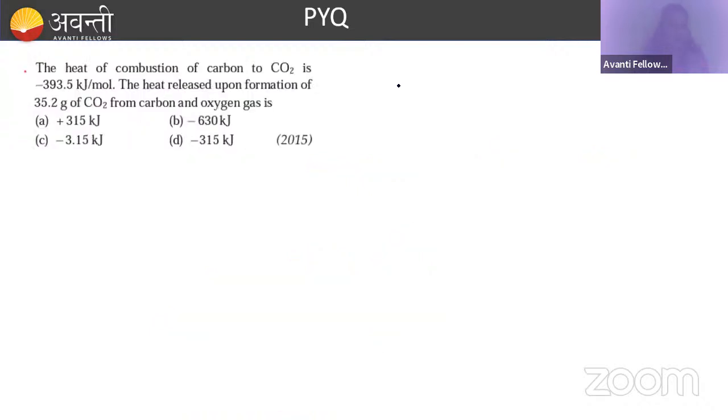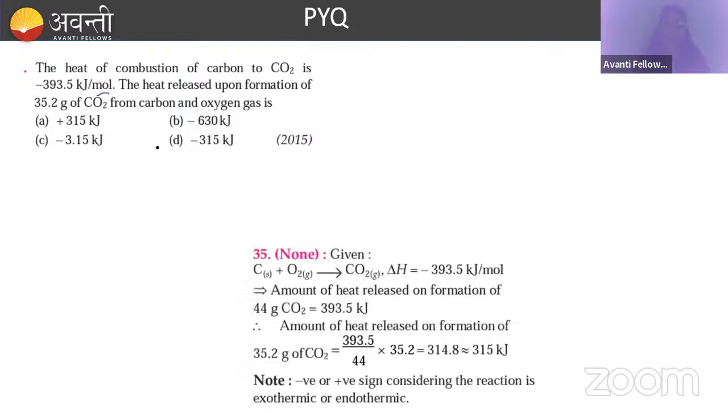Right. Next problem, heat of combustion of carbon to CO2 is given to us. The heat released upon formation of 35.2 gram of CO2 from carbon and oxygen gas will be. यहाँ पे हम लोगों को heat of combustion दिया हुआ है. What is the reaction for CO2? Heat of combustion, when carbon reacts with oxygen, we get CO2, and delta H value for that is minus 393.5. So this reaction is exothermic. So the amount of heat released due to the formation of 44 gram of CO2 is this much, 393.5.